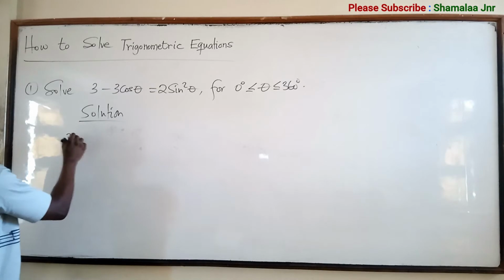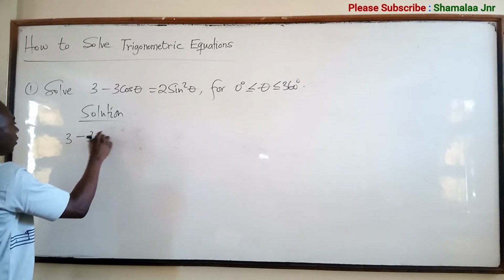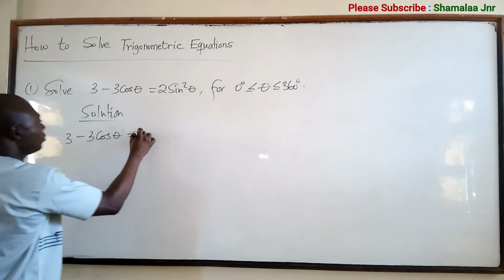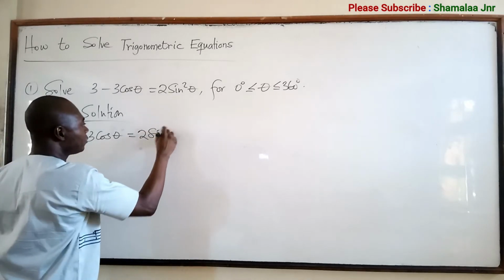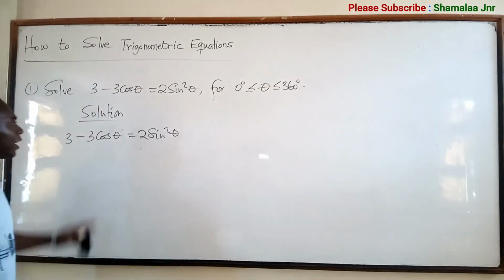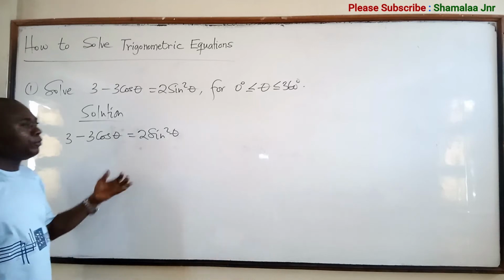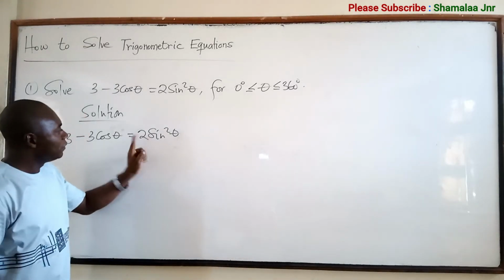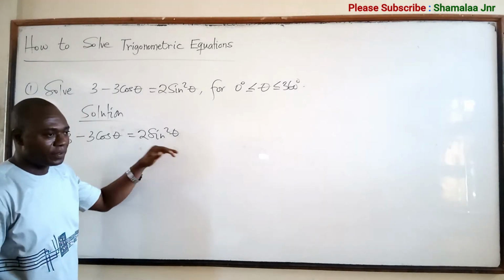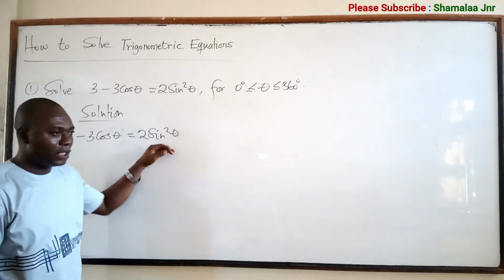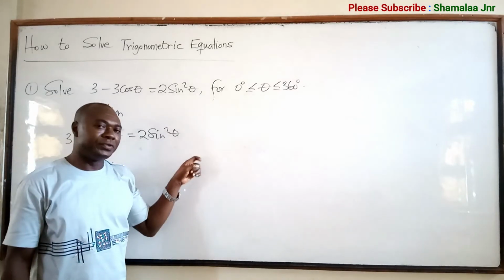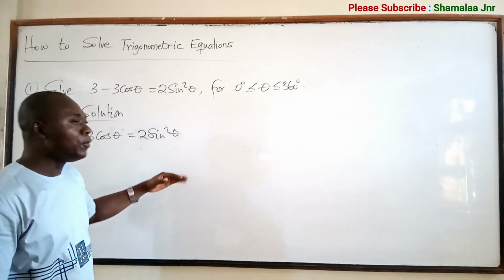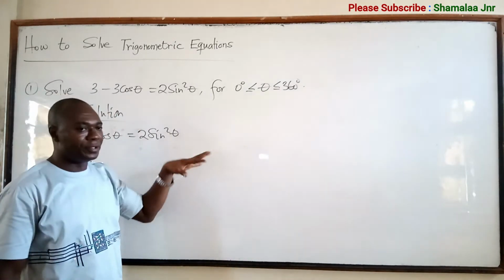We have 3 minus 3 cos theta is equal to 2 sine squared theta. Viewers, when you are given something like this, you have to make a substitution for the sine squared theta. Yes, you have to make a substitution for it.